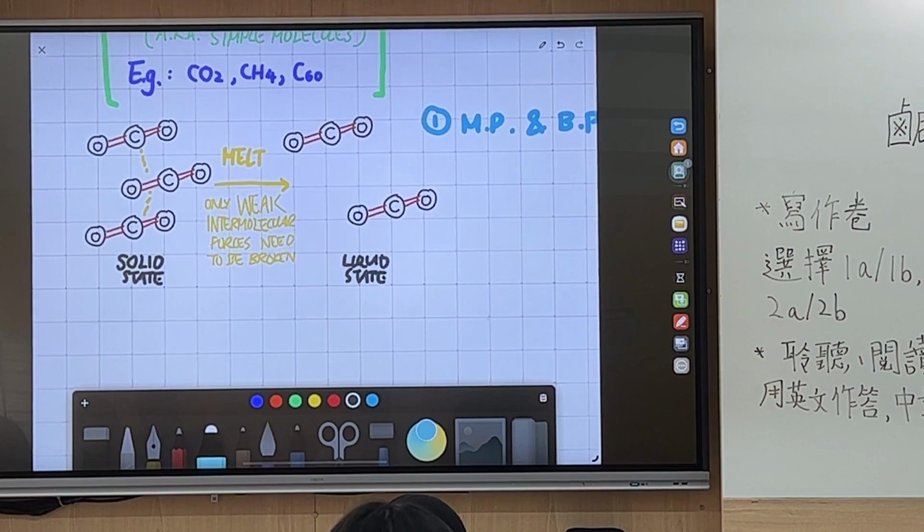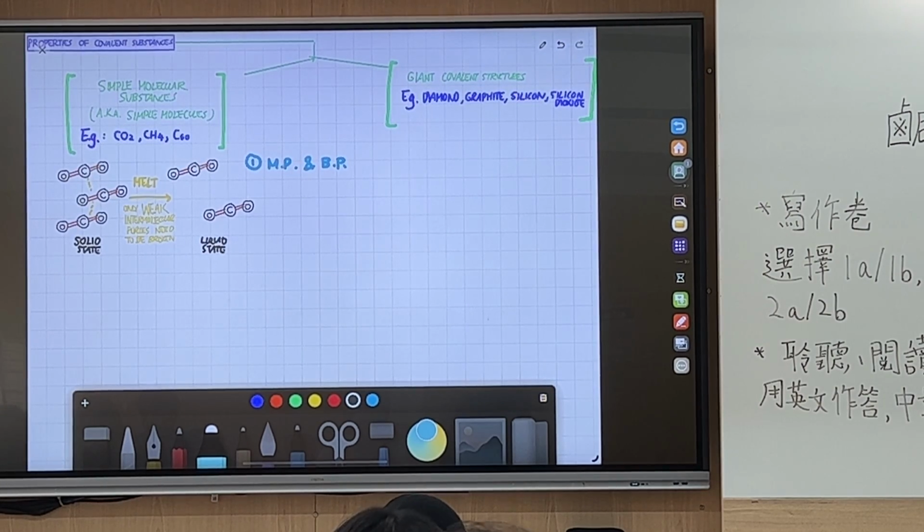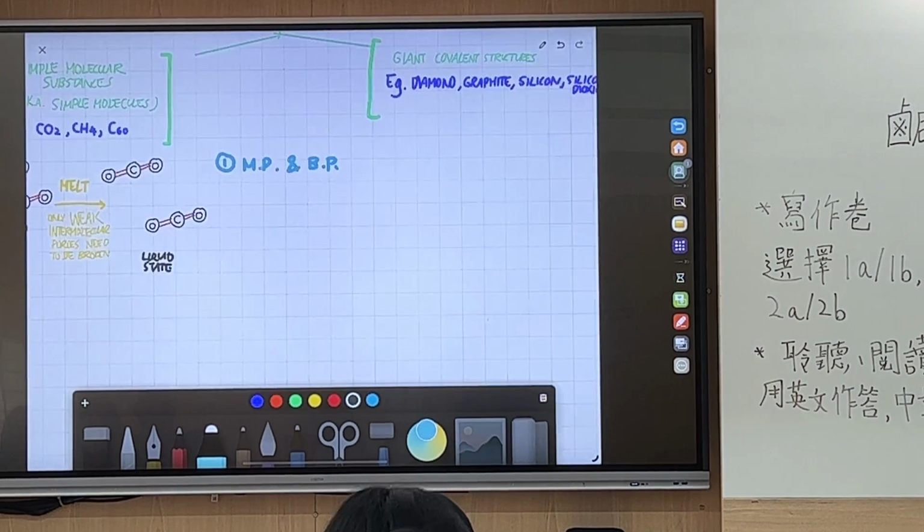What about over here on the opposite side? Can you hear me? So on the opposite side, we have the giant covalent structures.